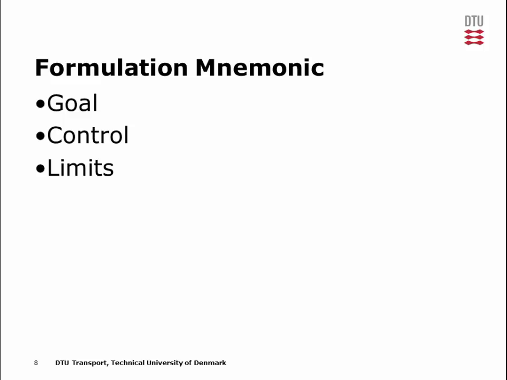It's a 3-word mnemonic: goal, control, limits. And you walk through this goal, control, limits every time you look at a linear program problem statement, and you want to walk through those steps and build your problem statement by walking through those steps.